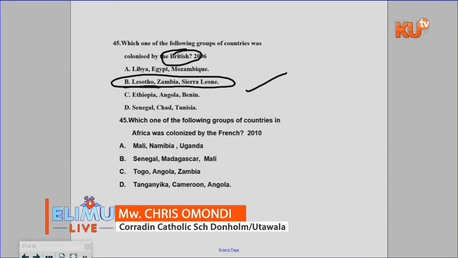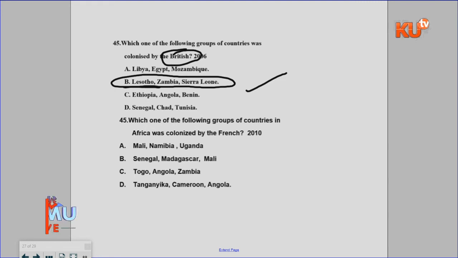Senegal, Madagascar, and Mali. Senegal is in West Africa. Mali is in West Africa. And Madagascar is an island in Eastern Africa. So the correct answer is choice B.